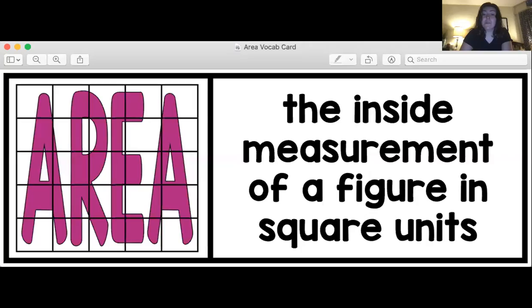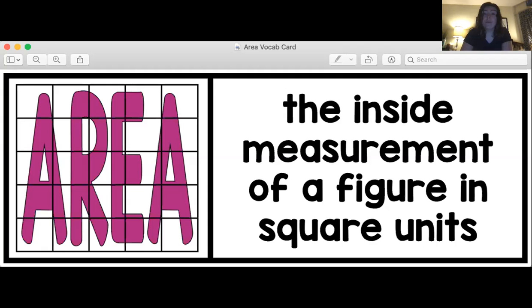So today for math, we are going to continue talking about area and get some more practice finding the area of shapes. I'm going to share a vocab card so we can review what area is. Remember, the area is the inside measurement of a figure in square units. So we're measuring how many square units are inside a figure. And as we saw yesterday, sometimes these figures might be squares or rectangles, and other times they might be a little bit trickier. They might have half of a square in them or triangles, and sometimes they might be different size shapes. So today we're going to practice finding the area of some different sized shapes.